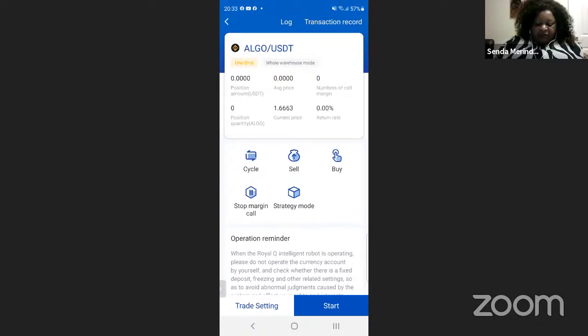So the moment you click on start, the robot will now take over. At this point, you don't have to do anything. Let the robot take over. The robot will now pick the $100 from your Binance, and always make sure you have money in your Binance. So the robot will pick the money from Binance for you, and you will see all the information will appear here, and it will start trading.